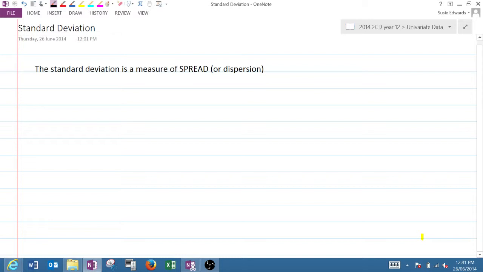It's about how the data's dispersed, which is why it's also a measure of dispersion, okay? And you can also sort of get rid of those outliers a little bit with these, okay? So the standard deviation is the average distance from the mean of the scores.